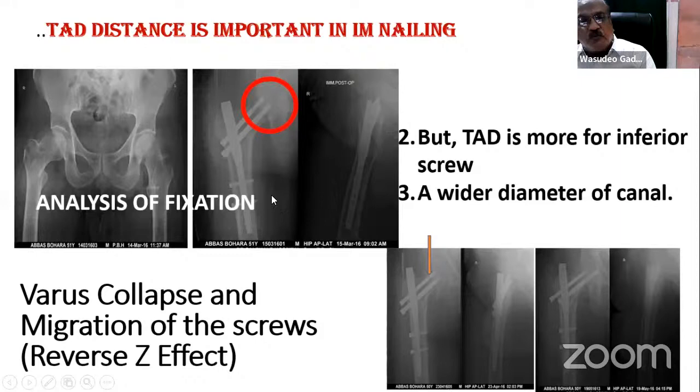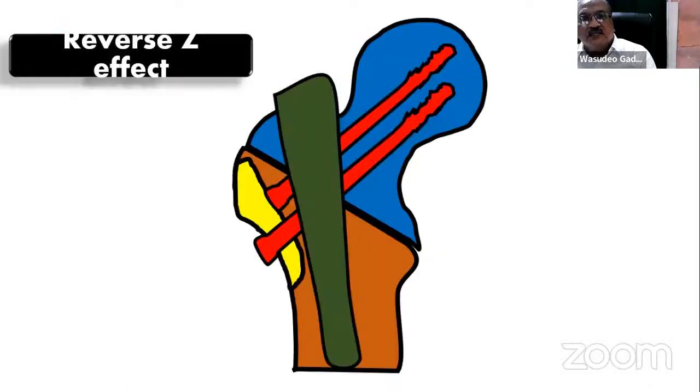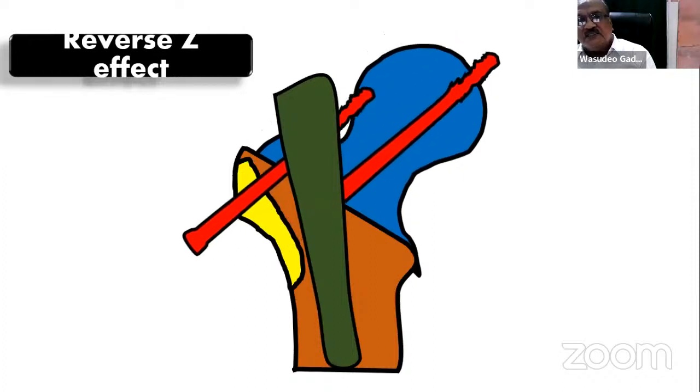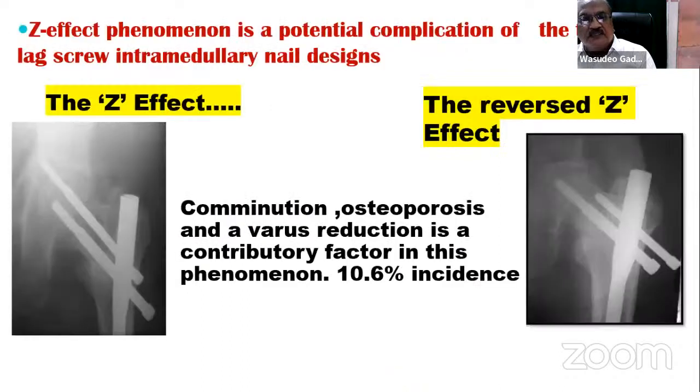Because of the toggling movement, some movement occurs at this screw nail junction, and you will find that sometimes there is a breakage of the screw, sometimes breakage of the nail, sometimes you may get a fracture around the nail. Reverse Z effect. So this is how it is, an unstable construct, and the inferior screw goes inside and the superior screw. Anything can happen, Z effect, reverse Z effect, depending on the stability of the construct.